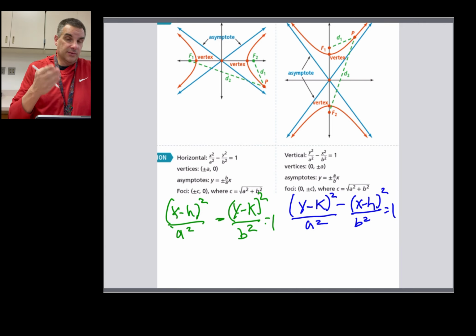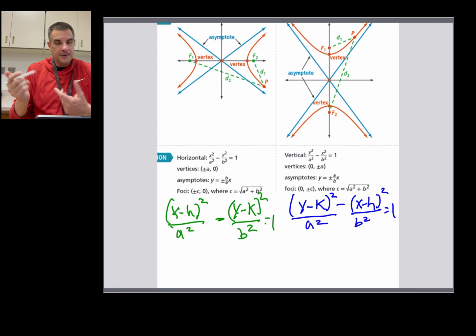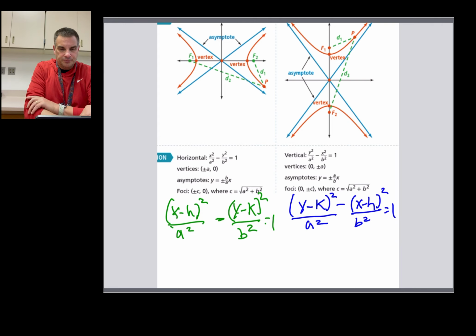So when y comes first and it's minus, it looks like a y. When x comes first, it looks like an x. The center for both of these is always going to be that h, k value. Okay, center is always going to be h, k.